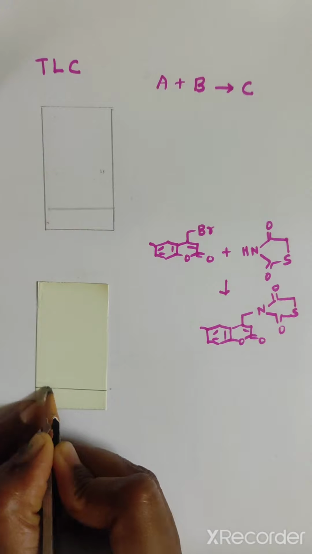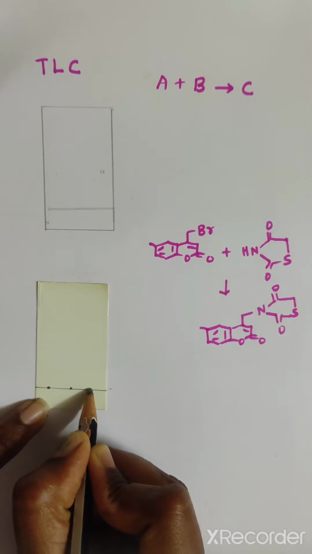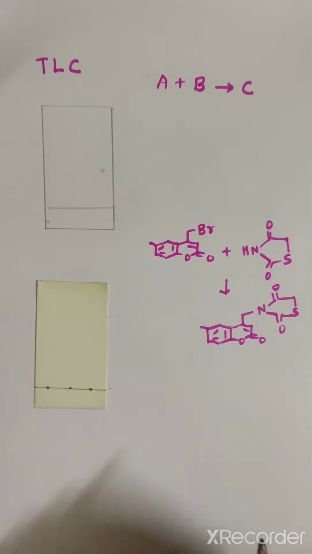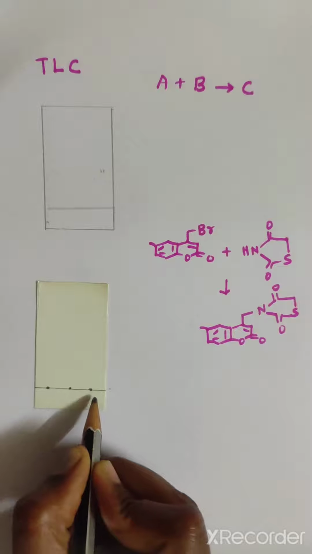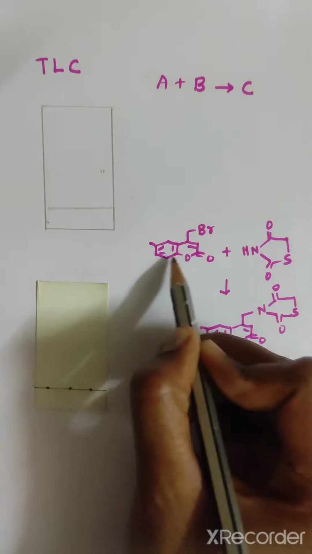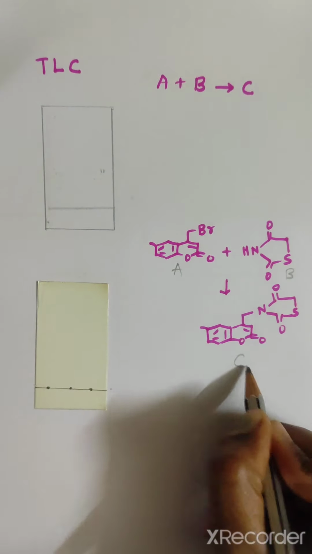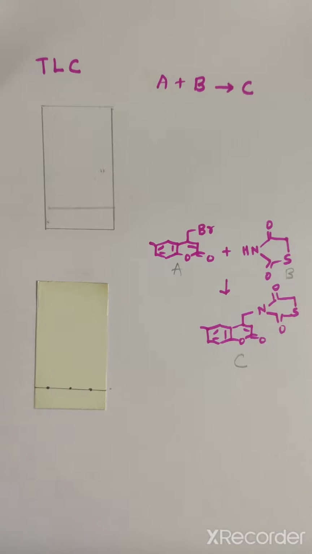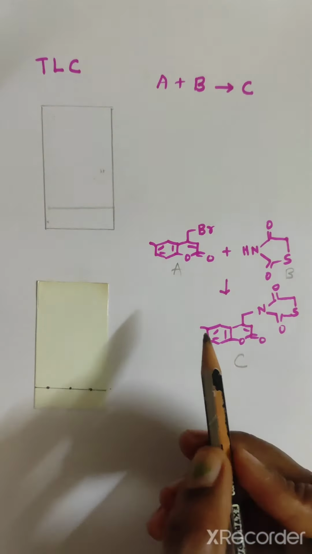This is reactant A and reactant B, and this is the product. Let's say this is A and this is B and this is a reaction mixture. Here I have taken the example of A, B and the reaction mixture C. In this way you can spot the components A, B and the reaction mixture C.